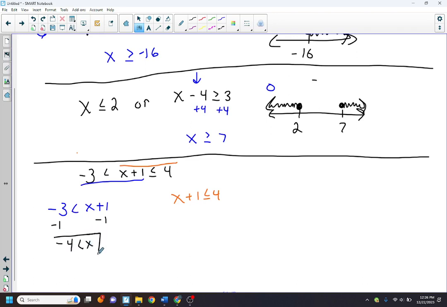So negative 4 is less than x. What is negative 1? X is less than or equal to 3.